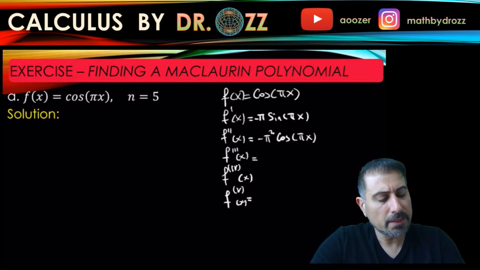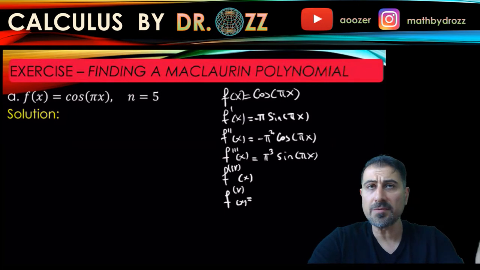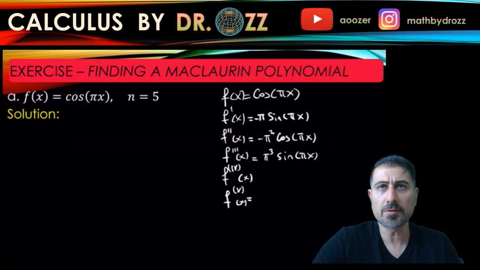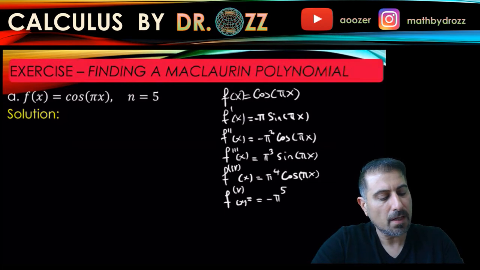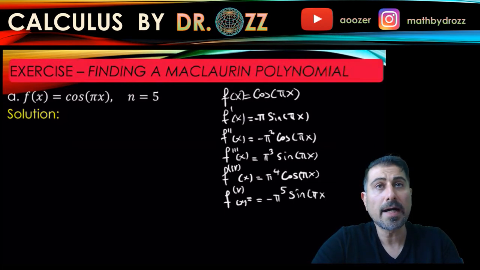And similarly, you're going to have pi cubed sine pi x. You can pause the video and then just go through those derivatives at your own pace. Pi to the fourth cosine pi x, and eventually minus pi to the fifth sine of pi x.